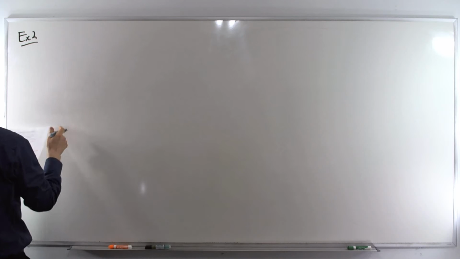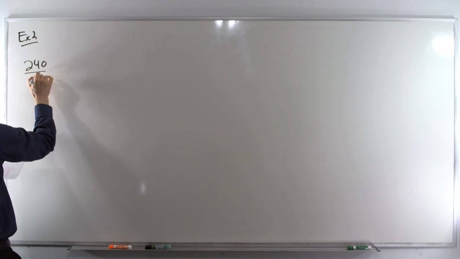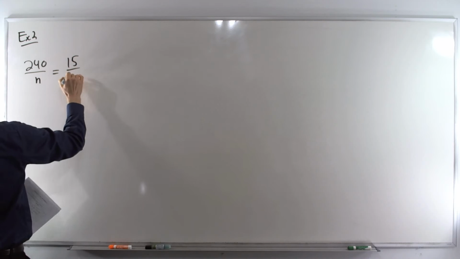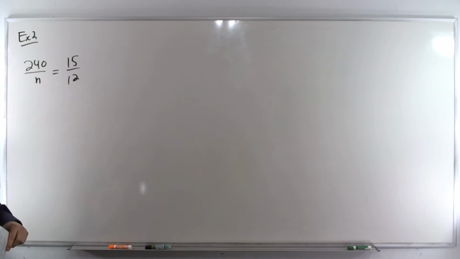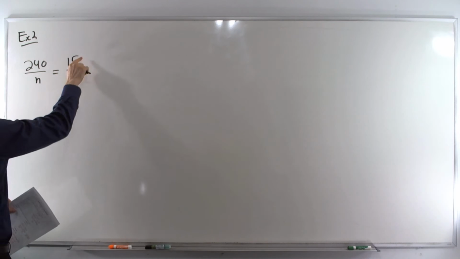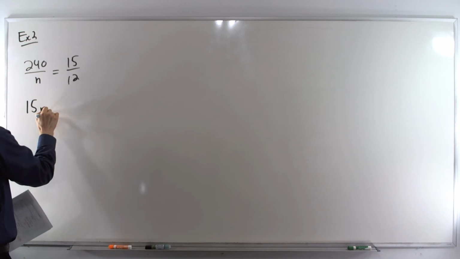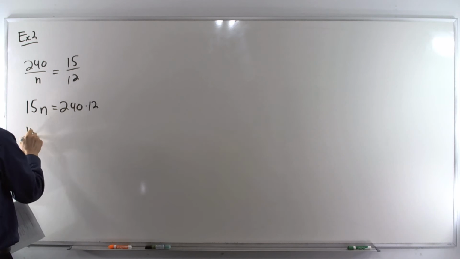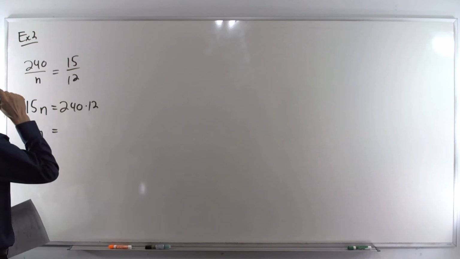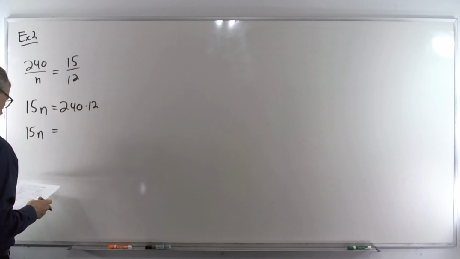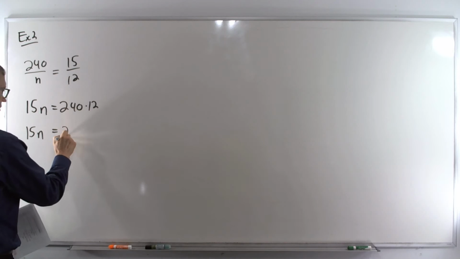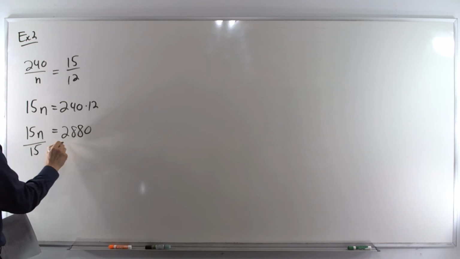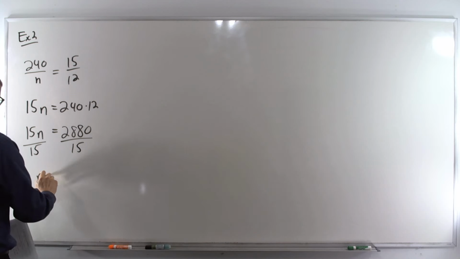Second example, 240 over n equals 15 over 12. Now we can cross multiply, because now we have a variable. So we do n times 15, that's 15n, equals 240 times 12. And I'm multiplying this out. That's 2880. And then divide both sides by 15.